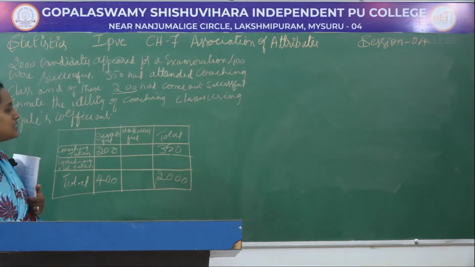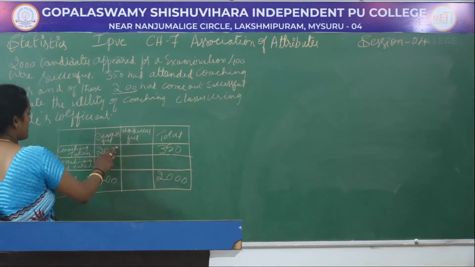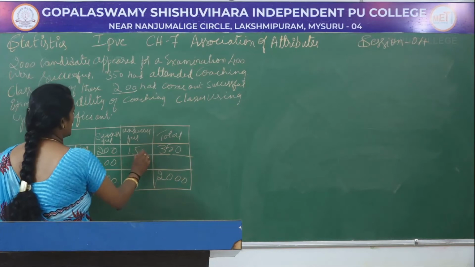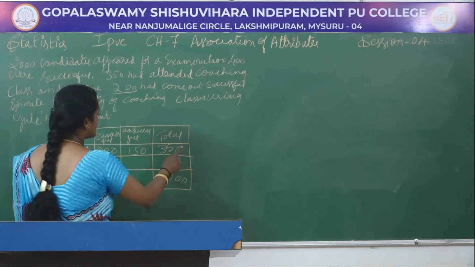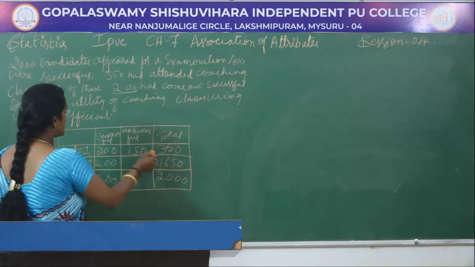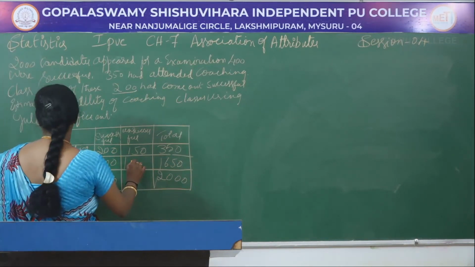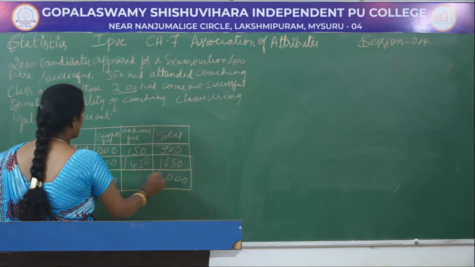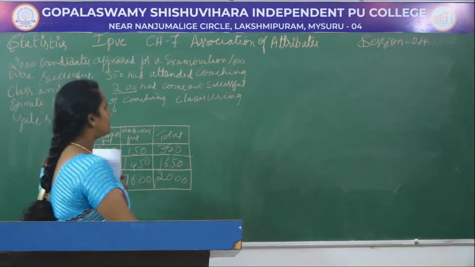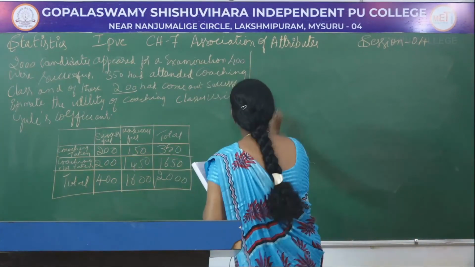Now let us complete this table. So 400 minus 200 it is 200. 350 minus 200 it is 150. 2000 minus 350 it is 1650. 1650 minus 200 is 1450. 2000 minus 400 is 1600. So now we will go for the Yule's coefficient.